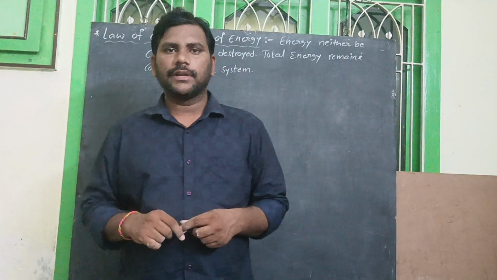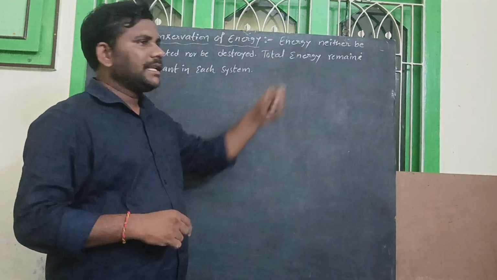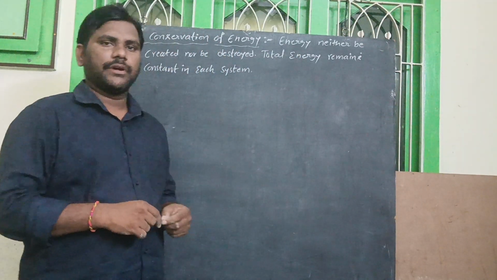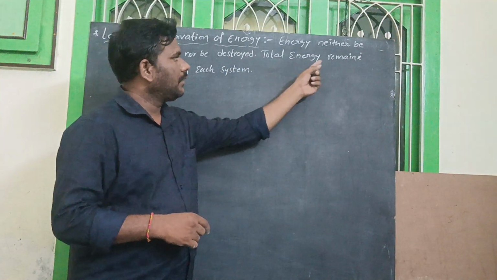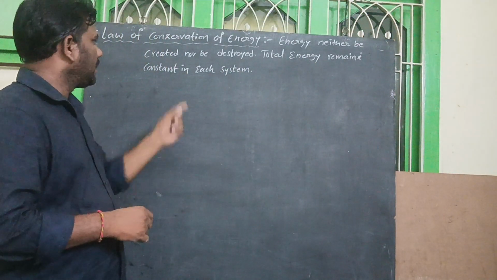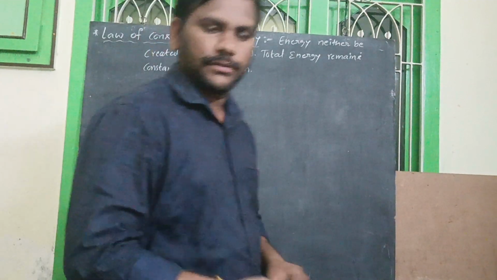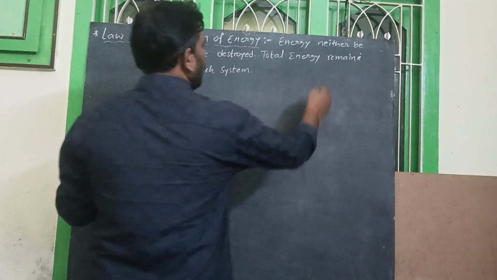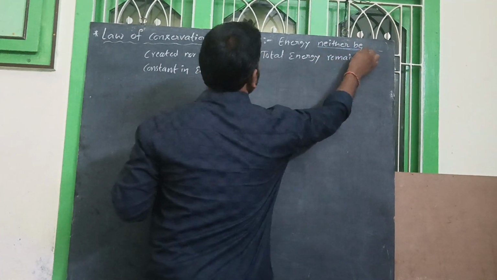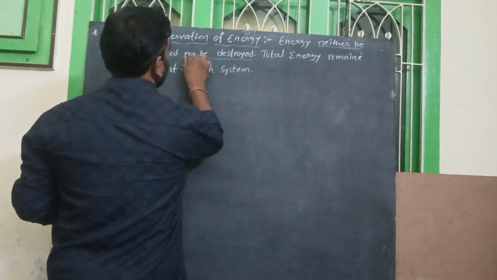Law of conservation of energy means the energy can neither be created nor be destroyed. Then the total energy remains constant in each system. So here, energy can neither be created nor be destroyed.